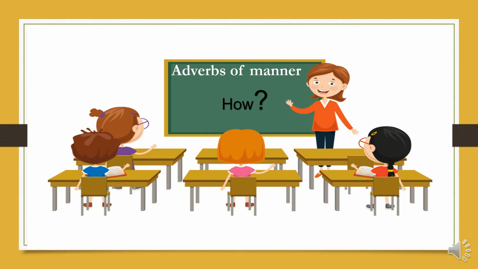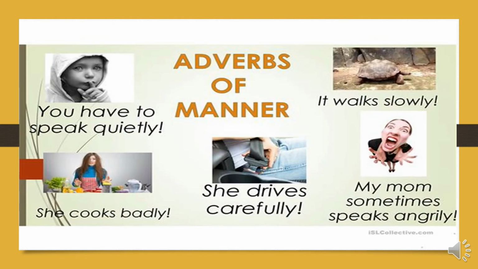And adverbs of manner answer the question how. Adverbs of manner. Look at these examples. It walks slowly. How does it walk, children? Slowly. How does she drive? Carefully. She cooks badly. How does she cook? Badly. So, children, we use the question word how to ask questions about adverbs of manner.